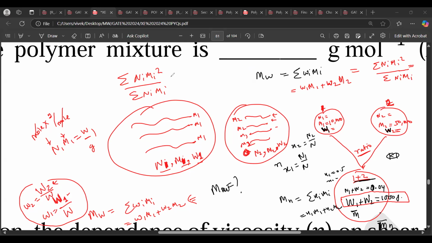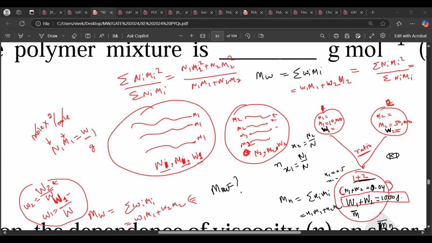Then only you can apply, no? So this is N1 M1 square plus N2 M2 square. If there are only two involved, you can write up to N2. Of course, this is not going to help you because you don't have individual N1, N2. You have total N1 plus N2. That is also a hint. But you need to know what is individual N1, individual N2.